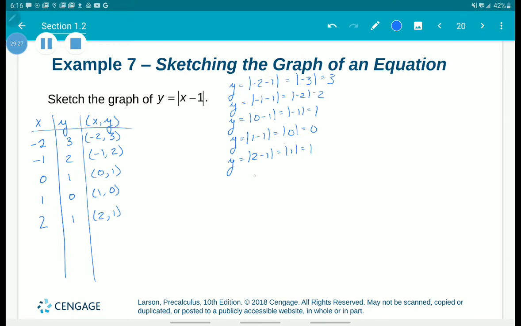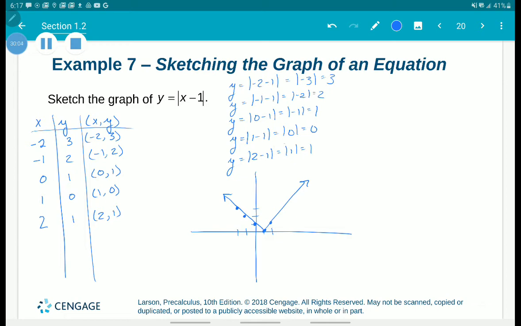so we can plot these points. And keep in mind, these are all rough sketches. We could get better sketches if we had a piece of graphing paper. So here's negative 2, 3, negative 1, 2, 0, 1, and then 1, 0, and then 2, 1. And you can see that V shape coming out there. So there's our graph.